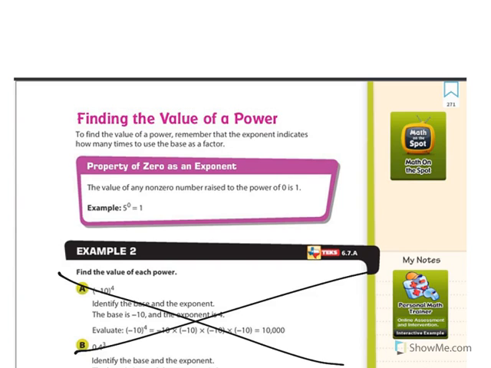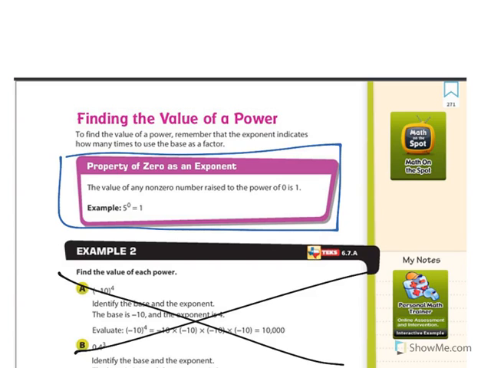One more rule right here in this box. The property of 0 as an exponent. Make sure you write this in your notes. The value of any non-zero number raised to the power of 0 is 1. So when we raise to the power of 0, it equals 1. 5 to the 0 power is 1. 10 to the 0 power is equal to 1.